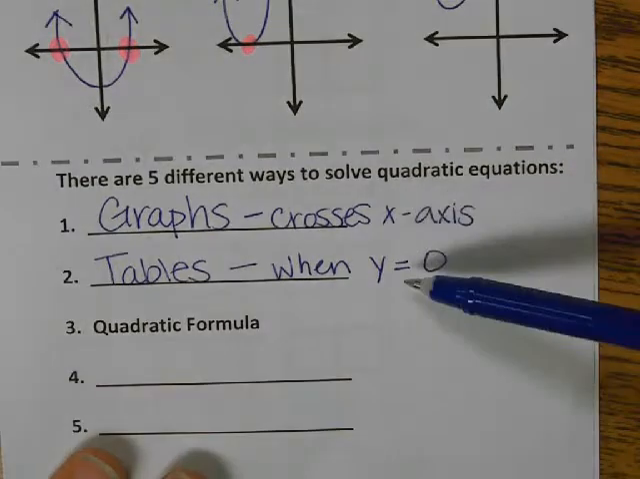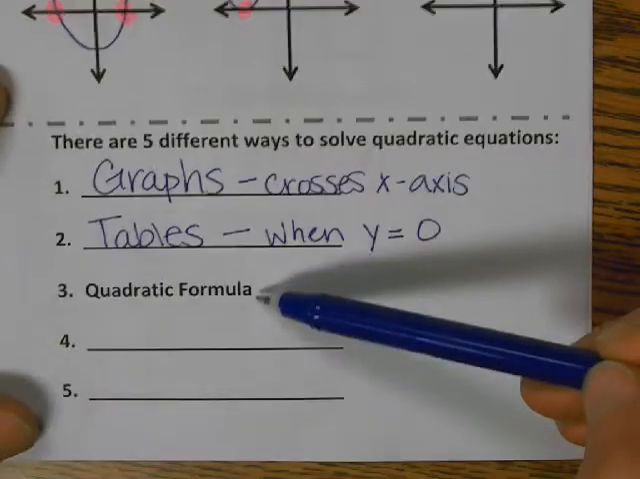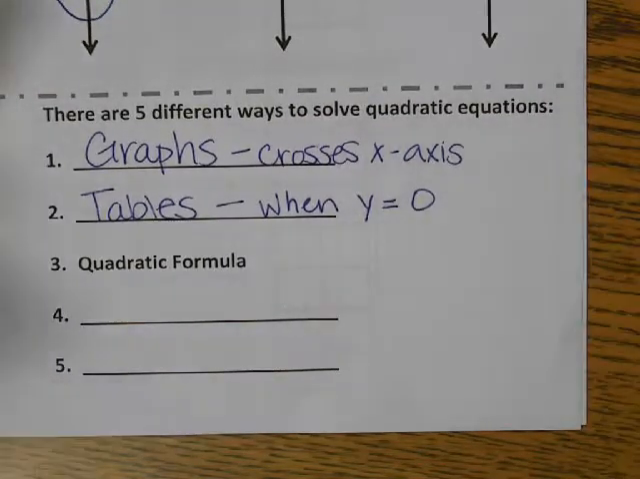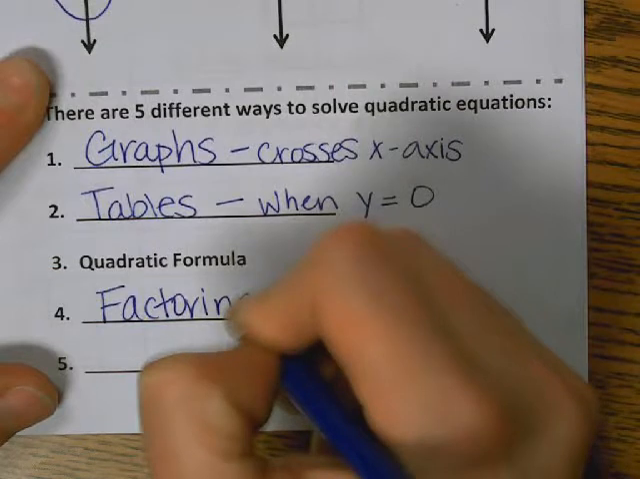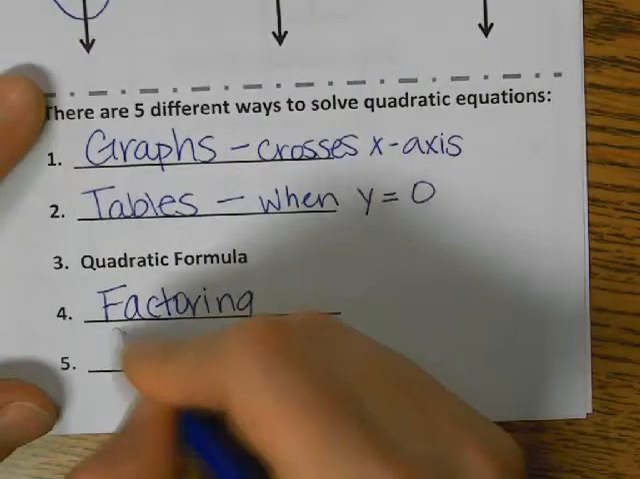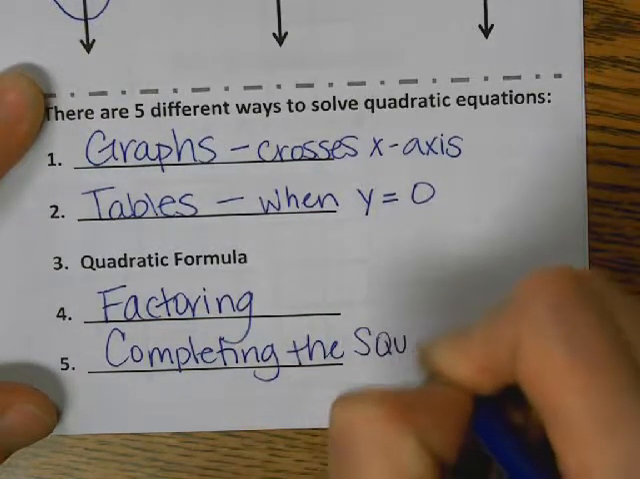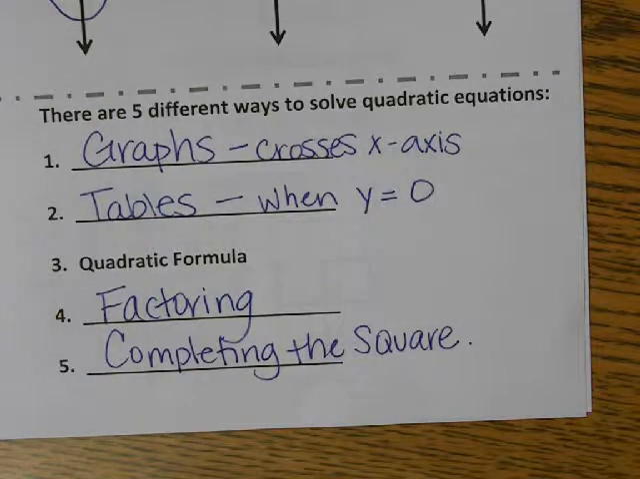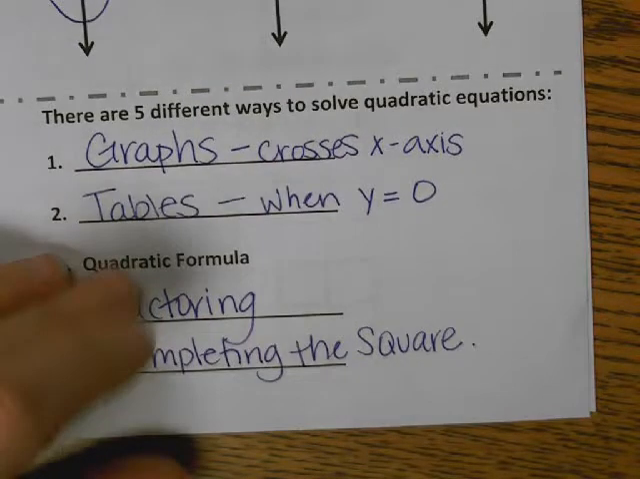Today we're going to talk specifically about graphs and tables, okay? The third method is the quadratic formula, and we'll do that later on, but I just need you to know that is another method. And then there's something called factoring. And lastly, there's something called completing the square. So there are 5 different ways that we can go about finding the solutions to a quadratic equation. Okay? So on the inside here, I'm going to start with probably the easiest ones, which are graphs and tables.